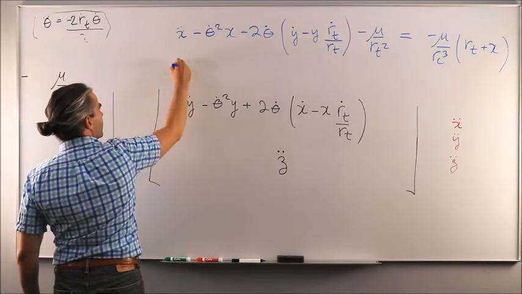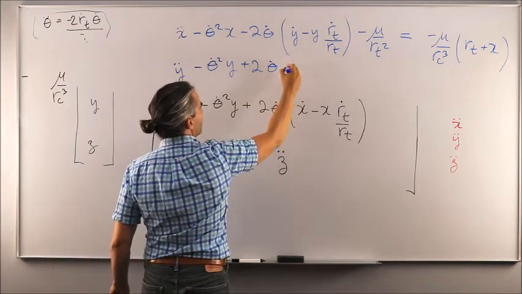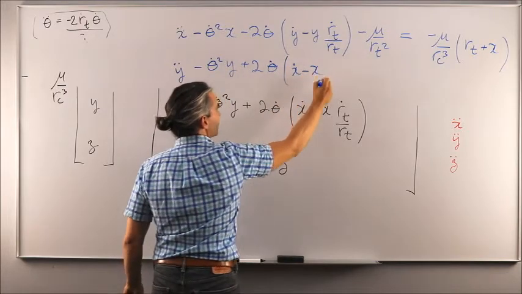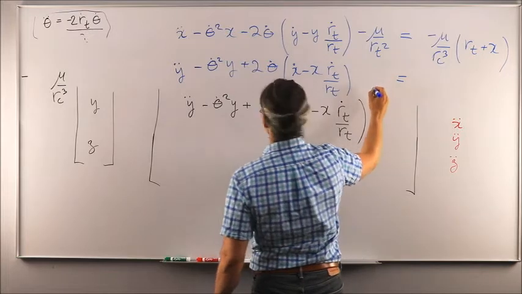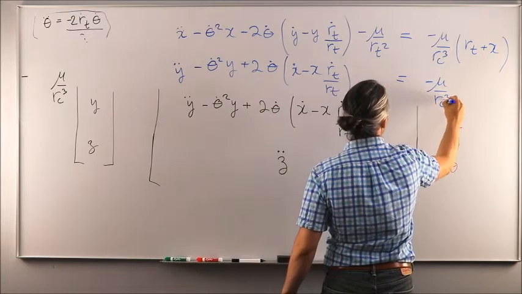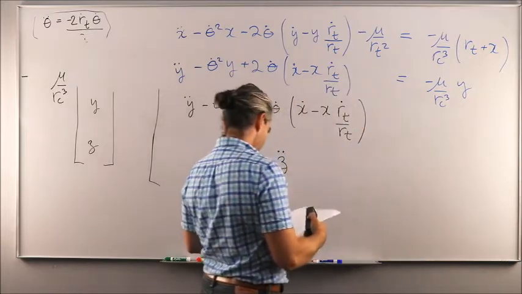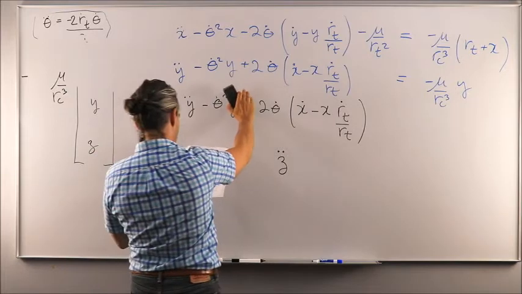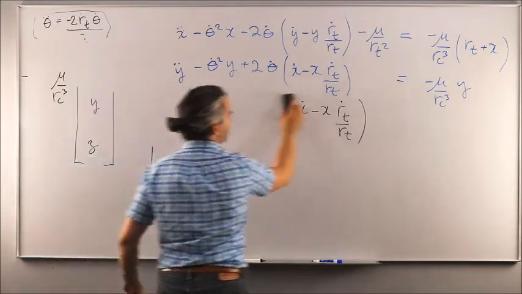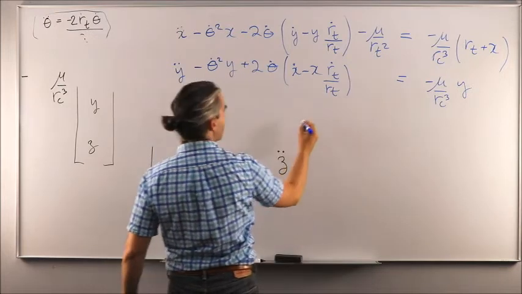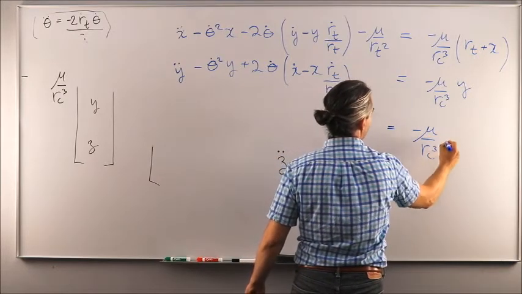And then I'm going to write y double dot minus theta dot squared y plus 2 theta dot that multiplies x dot minus x R_T dot over R_T equal to minus mu over R_C cubed times y. Let me just double check, make sure I didn't do a silly mistake somewhere. That looks about right. And hopefully I didn't screw up the z equation, because z is really simple. That is just that z double dot is equal to minus mu over R_C cubed times z.